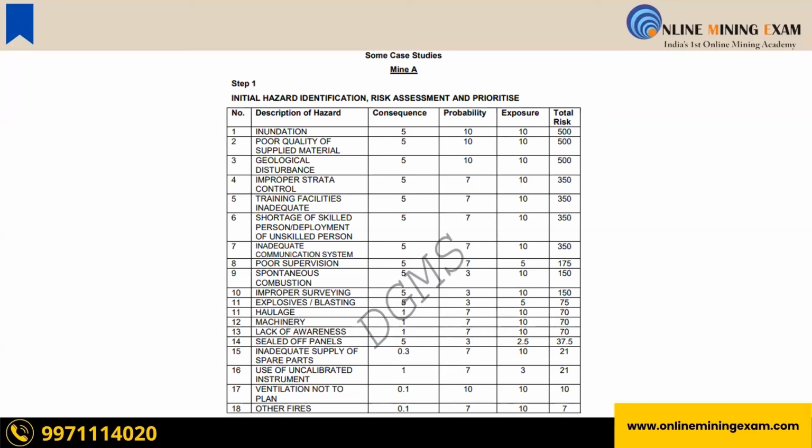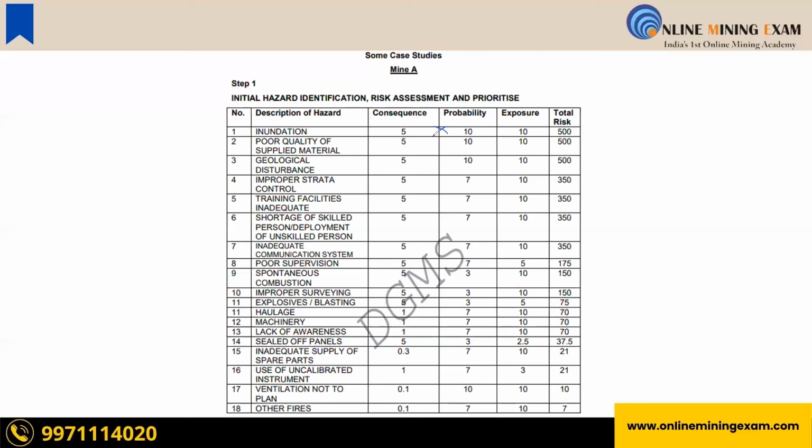I have taken this picture from one of the DGMS circulars. You can just see this picture, because one question has been asked based on this diagram. See, this is step 1: initial hazard identification, risk assessment, and prioritization. The description of hazard: inundation is there, poor quality of slip material, all those things are there. Consequence is 5, probability is 10, exposure is 10. This is total risk. We shall study all the formulas in a later part of the class. But for this, just see here that risk has been calculated using the multiplication of all these 3 numbers.